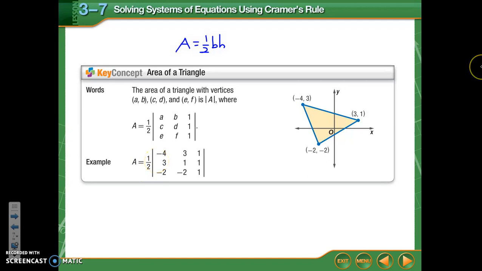Be super careful here. You cannot distribute the 1/2 here. You cannot do scalar multiplication because these determinant bars act like a grouping symbol or like parentheses in PEMDAS. So you have to find the determinant first and then multiply by 1/2.